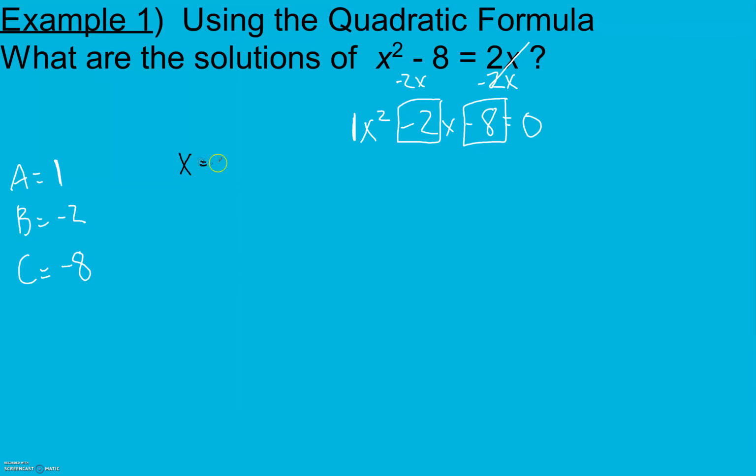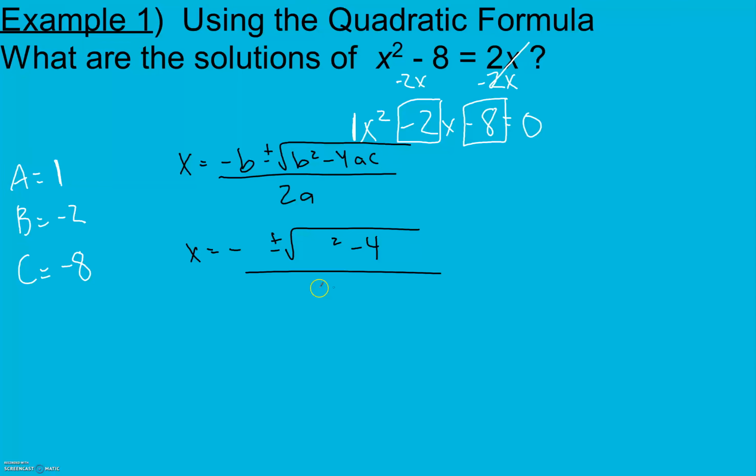Remember, our quadratic formula is negative b plus or minus the square root of b squared minus 4ac all over 2 times a. When we plug these in, that's like our framework. That part stays every single time. And now we plug in our values. So x equals negative b plus or minus the square root of b squared minus 4 times a times c all over 2 times a.